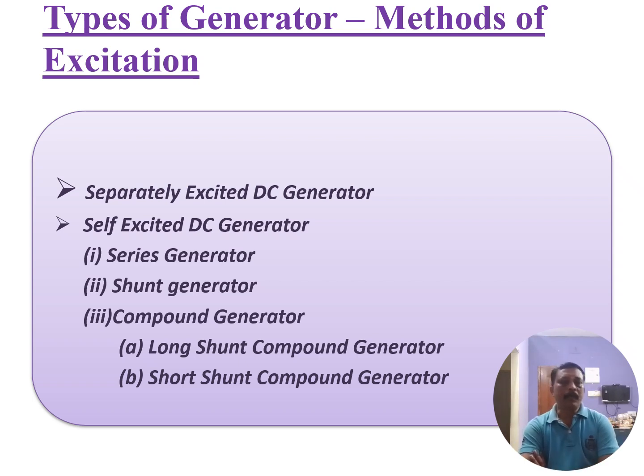Next, we will discuss the types of generator. There are mainly two types of DC generator. First one is the separately excited DC generator. Next one is the self-excited generator. Self-excited generator consists of three types. First one is the DC series generator. Second is the DC shunt generator. Third one is the compound generator. Compound generator consists of two types. First one is the long shunt compound generator. Second one is the short shunt compound generator. We will discuss one by one.